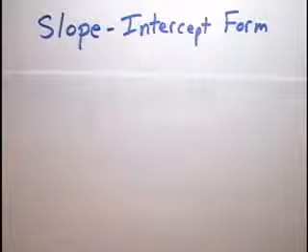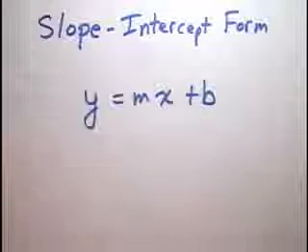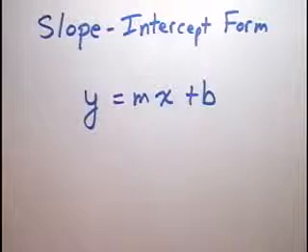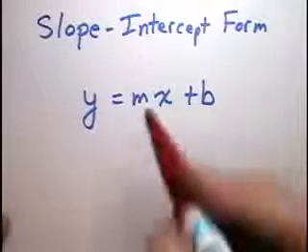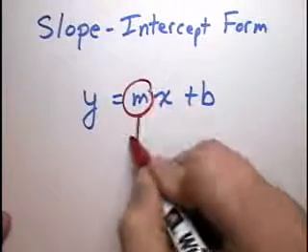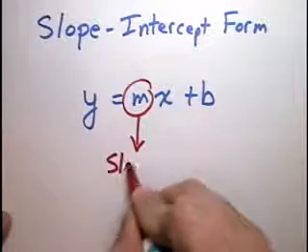Every linear equation can be written in something called slope-intercept form. Slope-intercept form looks like this: y equals mx plus b. Y and x are the variables that we use in linear graphing. The m you may recognize as a symbol that we use to stand for the slope.